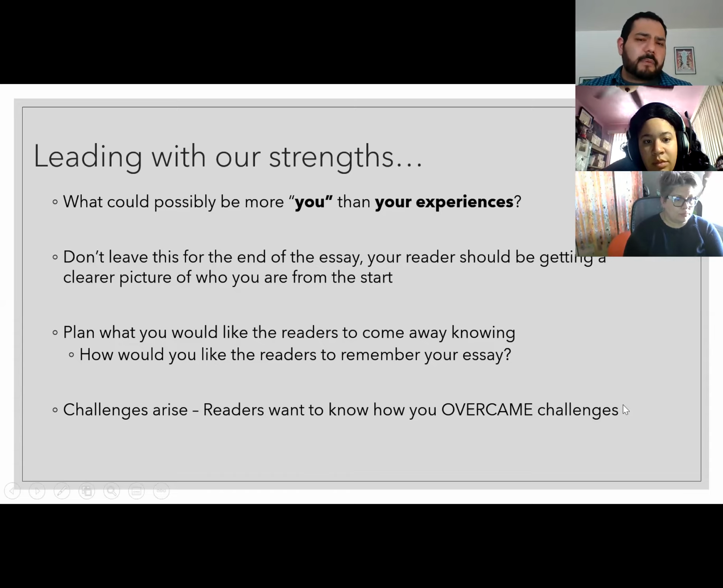I want to open it up a little bit here. In what ways can we share our strengths? In what ways might we show our scholarship readers how we have overcome things, how we, as students, are overcoming obstacles and getting through them? What kind of things come to mind for folks?